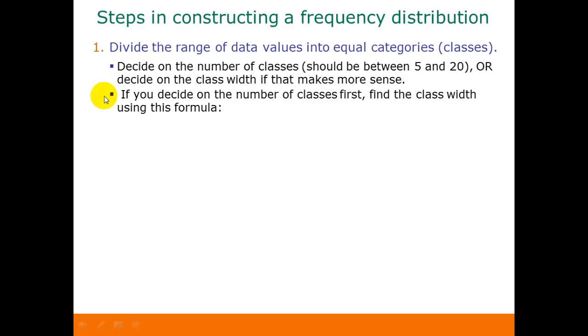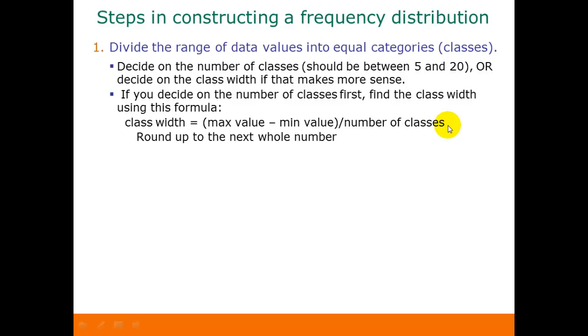So if we decide on the number of classes first, then we use that to find the class width. The formula for this is that we take the maximum data value minus the minimum data value, and then we divide that by the number of classes we want to have. Once we get that number, we round up to the next whole number. And this is a place that we always have to round up so that we'll get all of our data covered.